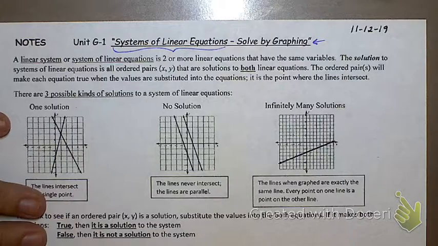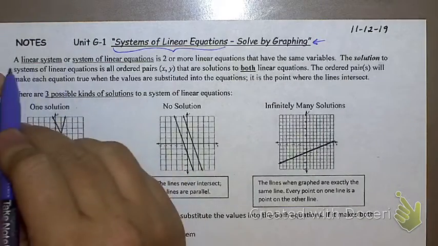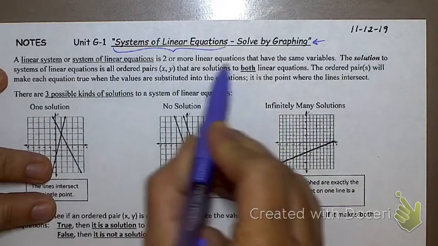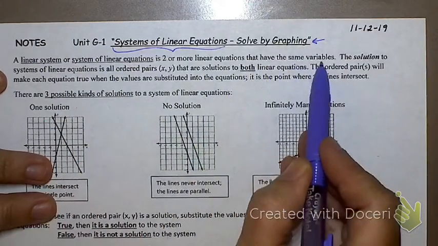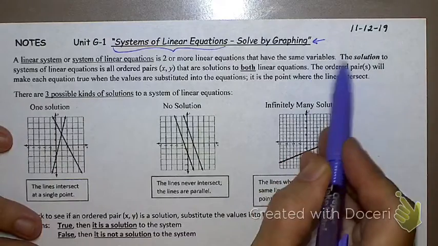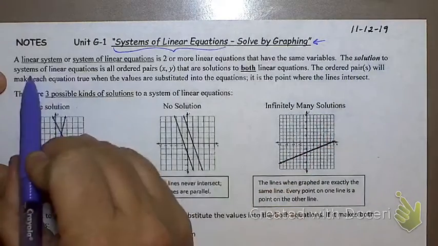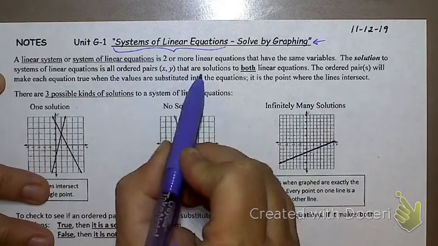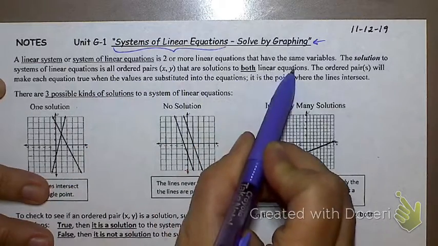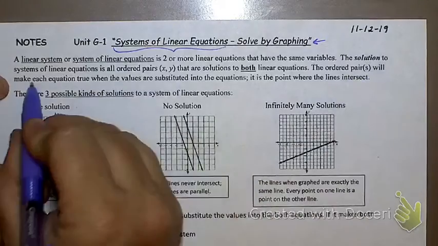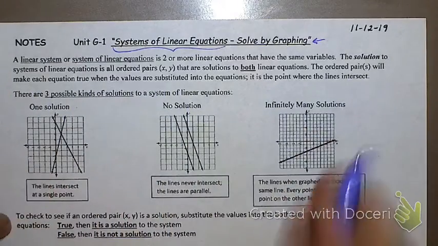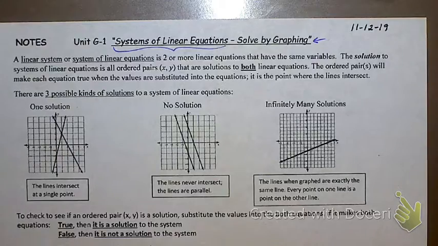So a linear system, or sometimes it's called a system of linear equations, is 2 or more linear equations that have the same variables. They have to have x and y. The solution to the system of linear equations is all ordered pairs that are solutions to both linear equations. The ordered pair will make each equation true when the values are substituted into the equation.